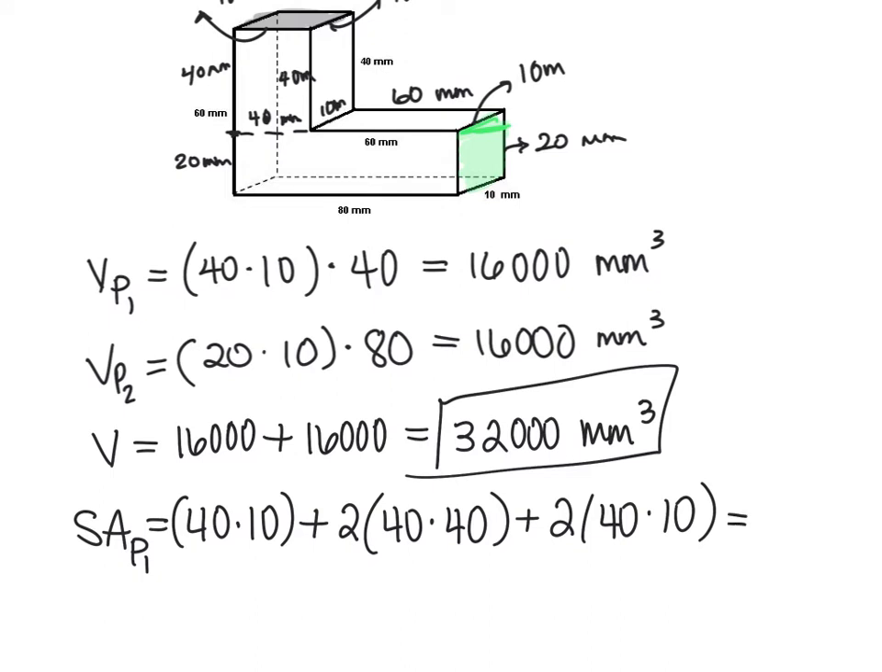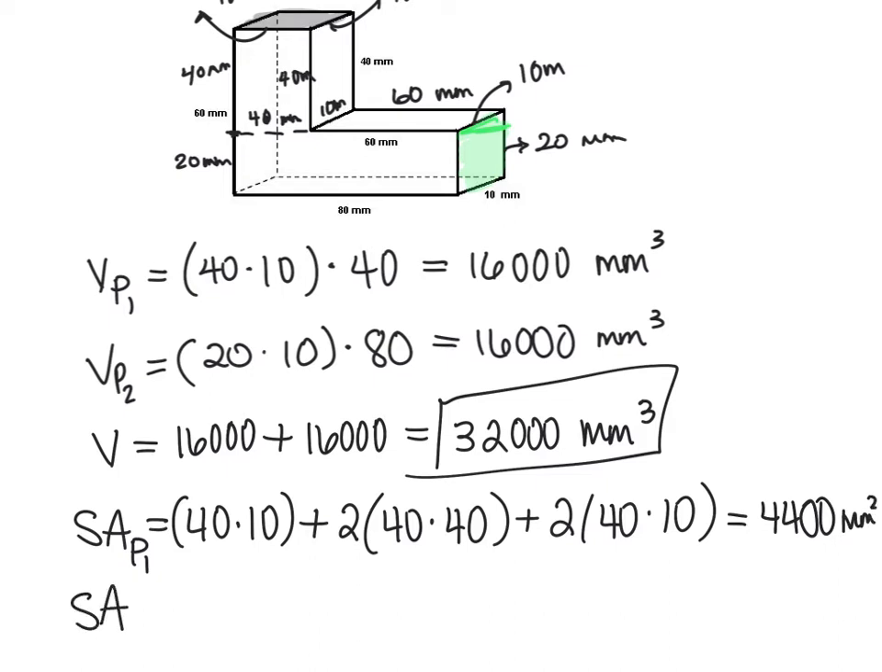So 40 times 10 is 400. 40 times 40 is 1600, and then we have to multiply that by 2 because we have 2 of those. And then we have 2 of them that have an area of 400. So the surface area that's going to come from my first prism is 4,400 millimeters squared.